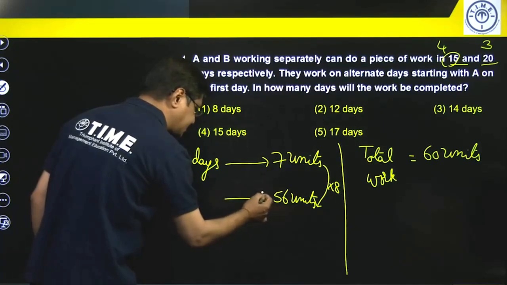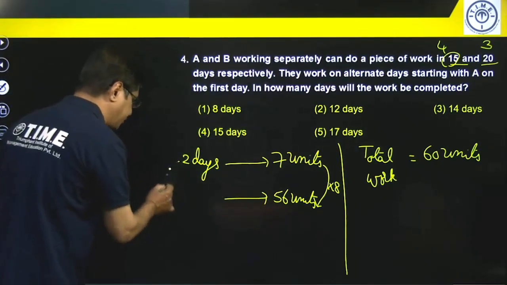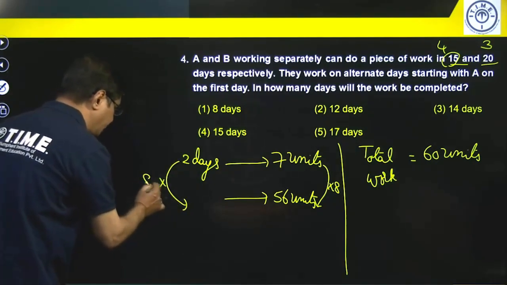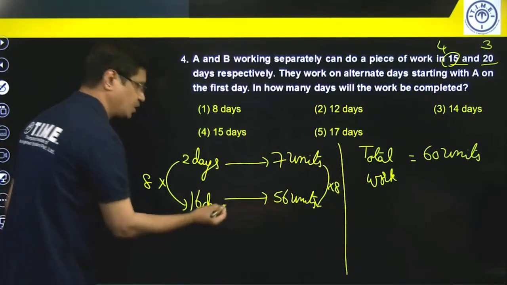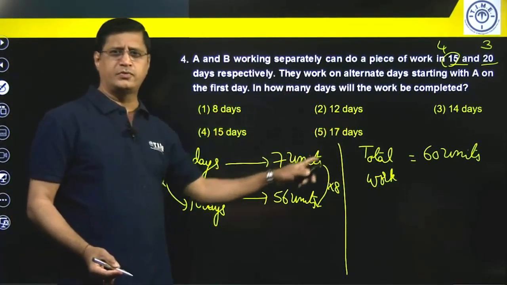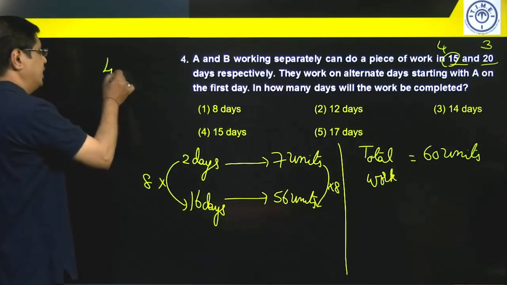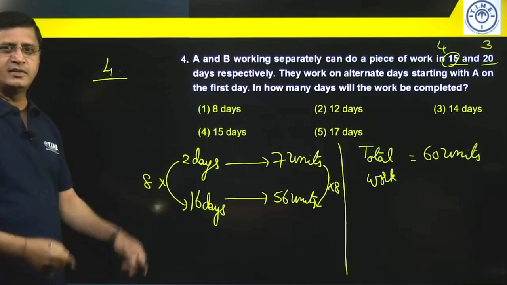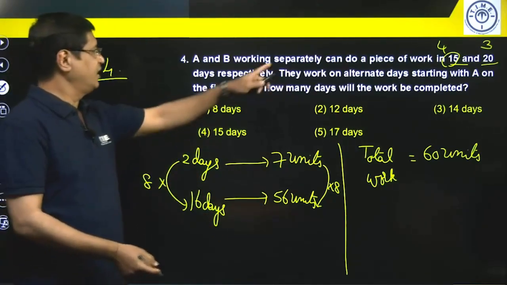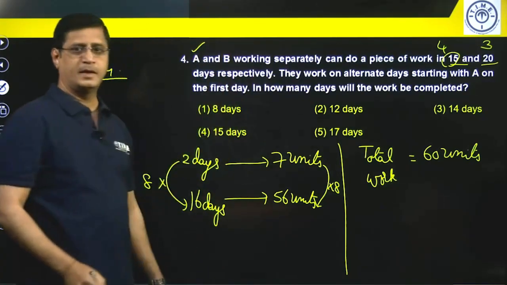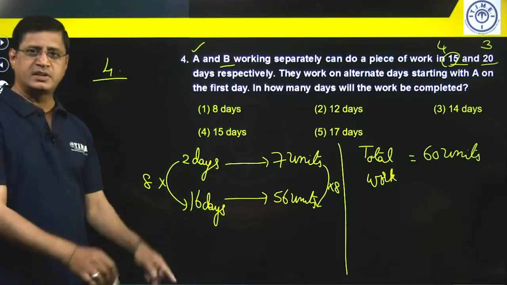So 56 units of work. In order to complete 56 units, how many days are required? It means 8 into 2, that is 16 days required. Out of the total 60 units, 56 are completed. Remaining how many units? 4 units. In order to complete these 4 units, how many days are required? Now just observe whose turn it is. It is A's turn. On all the even days, B is working. Now 16 is even, so B's turn is completed.